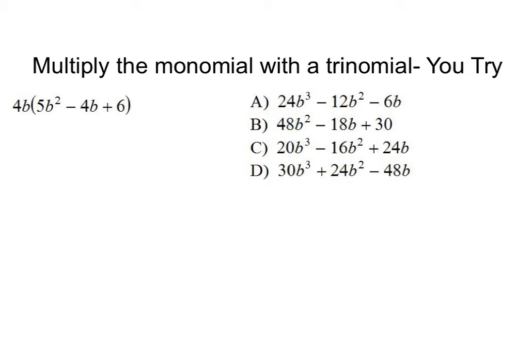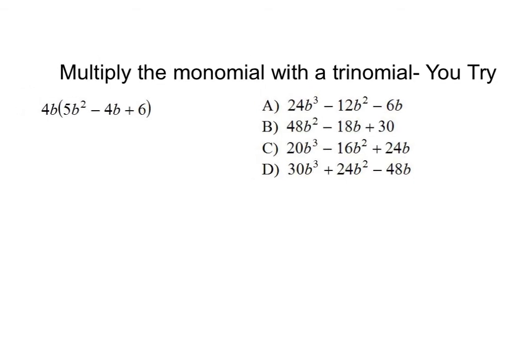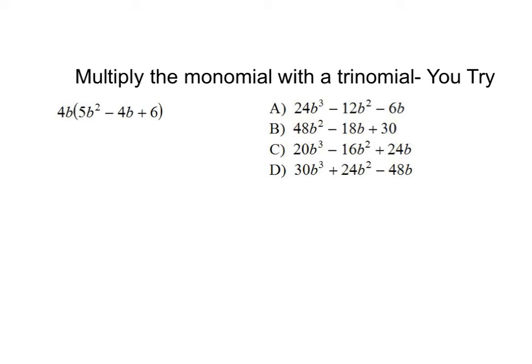So now you try, we're going to multiply the monomial with a trinomial. Okay, so let's see what happens. We're going to do our numbers independently. So remember, we're just multiplying our numbers like we would distribute anyways. So 4 times 5 is 20. But now for our bases, our b, the variable, you keep the base, keep the letter b, and then add exponents. So 1 plus 2 is 3.